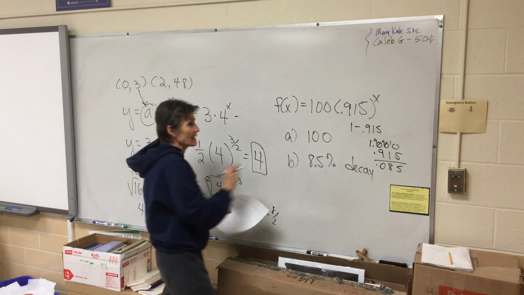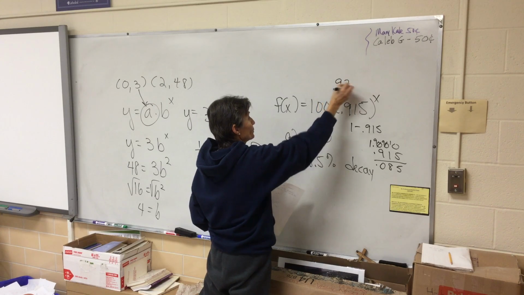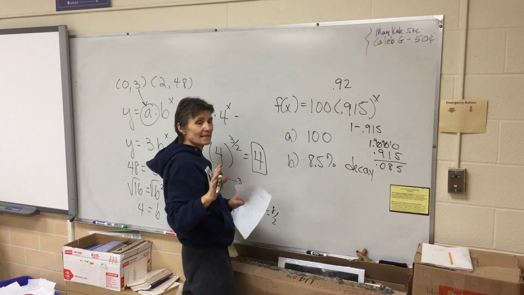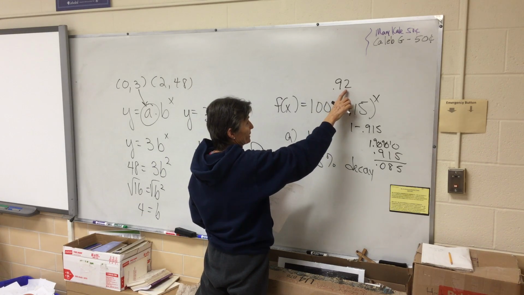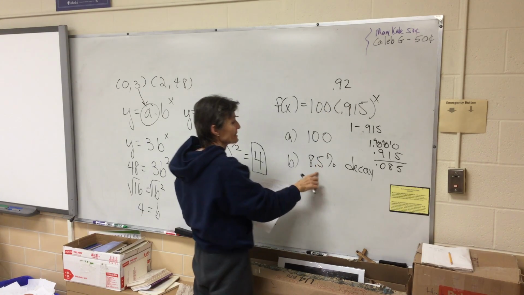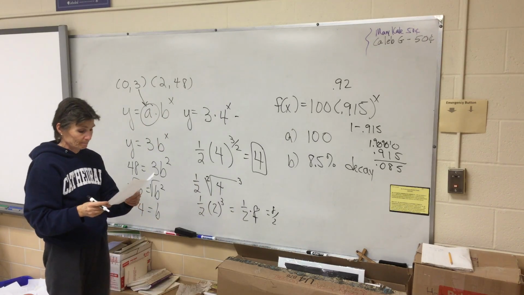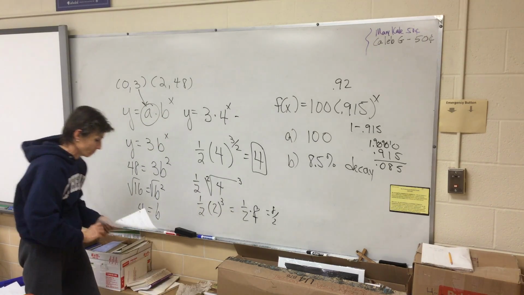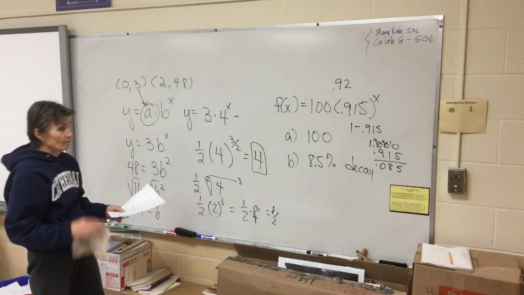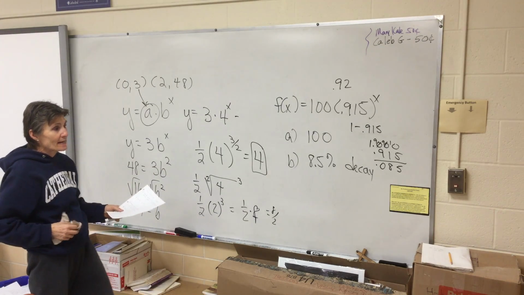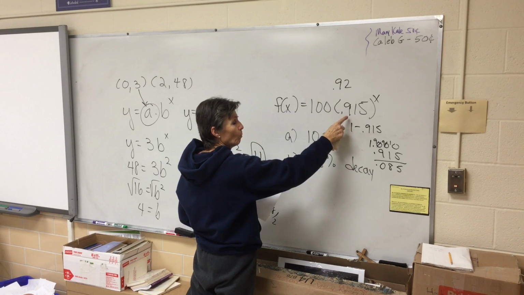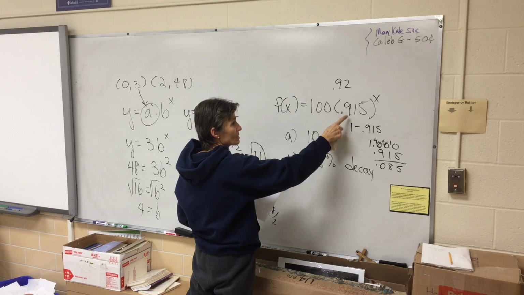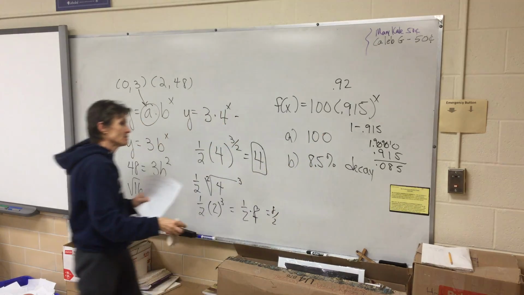Think about that for a second. If this had been a 0.92, you would all say, oh, that's 8%. Well, it's a little bit less than that. It's 8.5%. The rate is always how much away from 1 you are. So how much away from 1 is this number? It's 0.085.